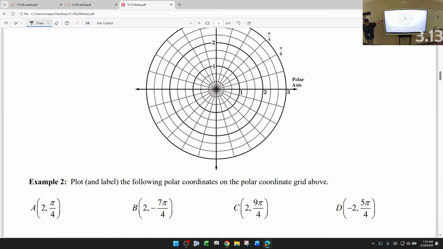Go ahead and plot point A. Pi over 4, 2. I need to get better about this.